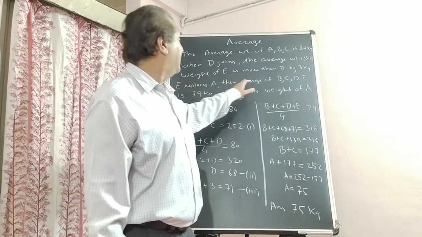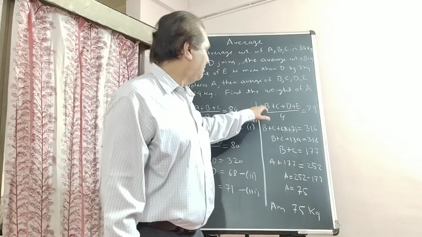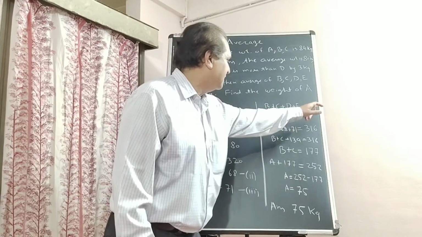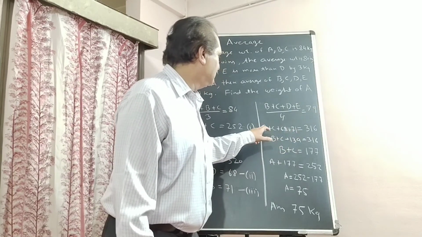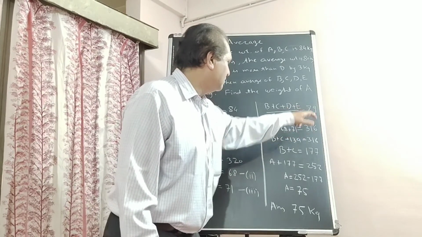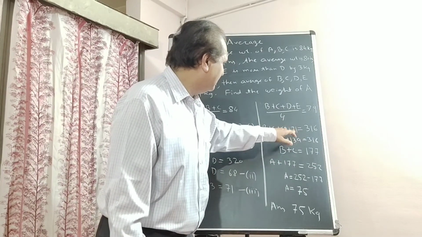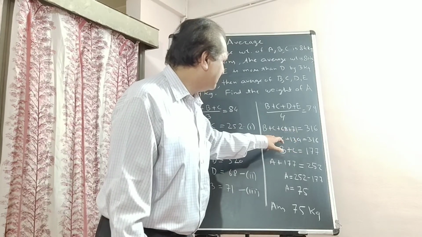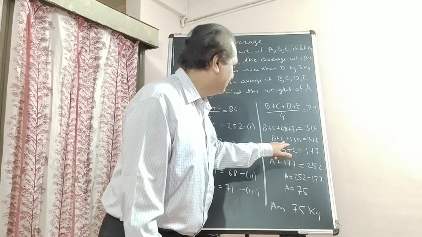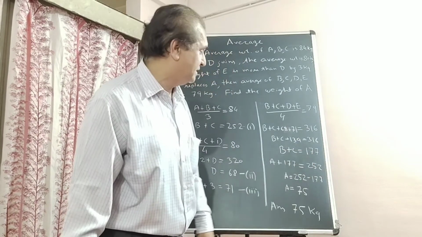Now, the average of B, C, D, E is 79. So B plus C plus D plus E, 4 persons, upon 4 equal to 79. 4 shifting that side, 4 into 79. So B plus C, D 68, E 71 equal to 4 into 79, that is 316. Okay. 68 plus 71, that comes to 139. B plus C plus 139 equal to 316. 139 I am shifting that side. So B plus C equal to 316 minus 139, that comes to 177.